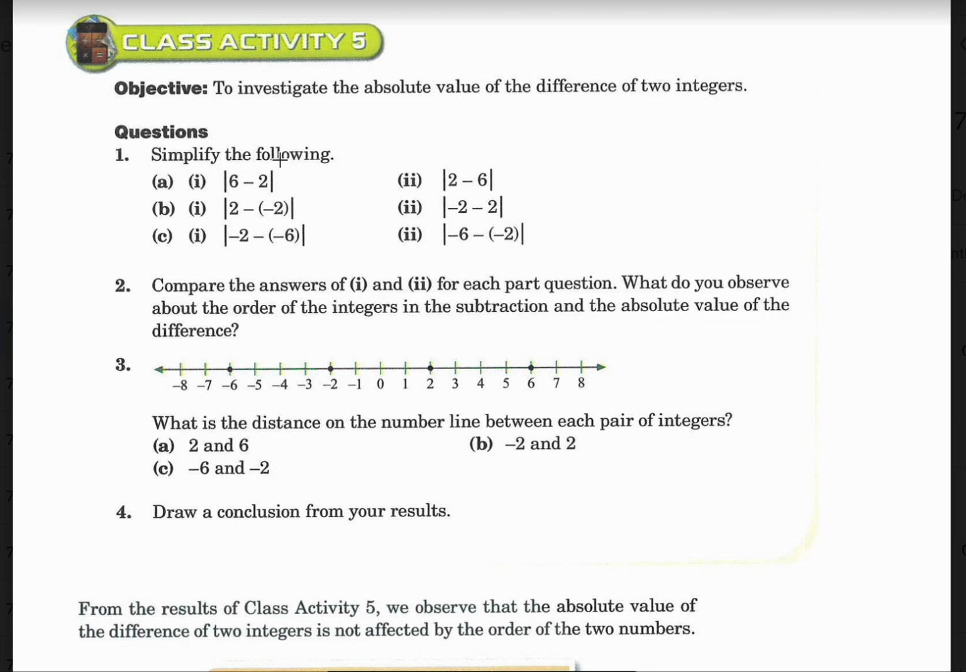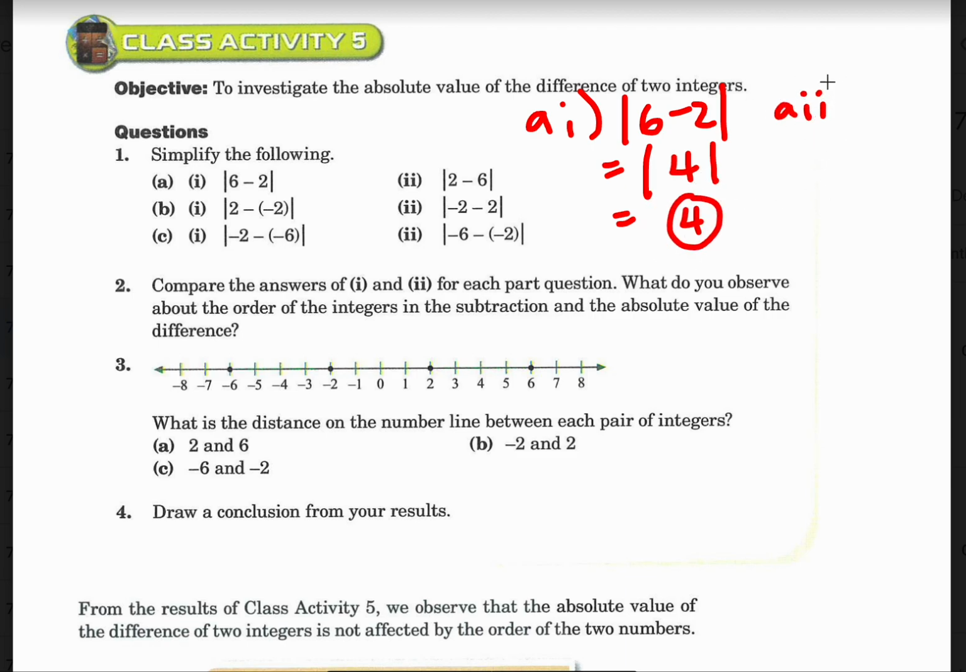So let's take a look at A1, which is absolute value of 6 minus 2. So we just do the math inside. 6 minus 2 is 4. So the absolute value of 6 minus 2 is 4, which is positive 4.